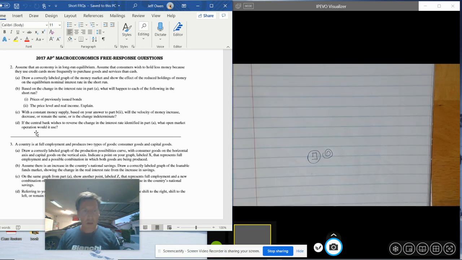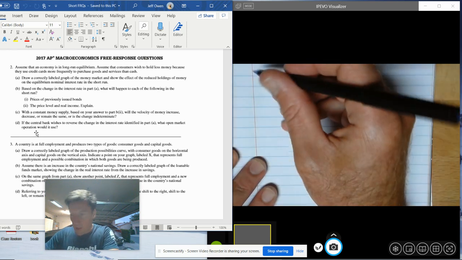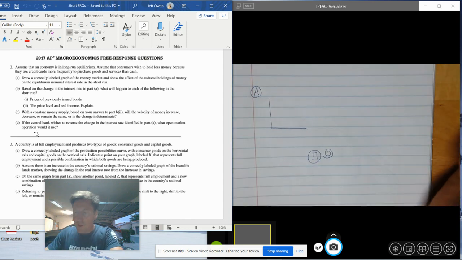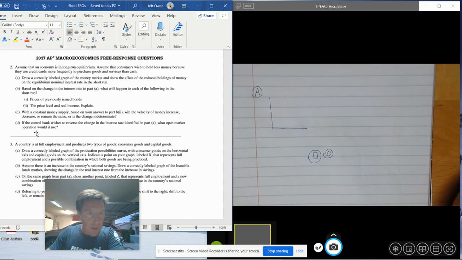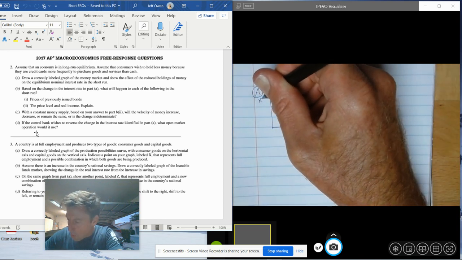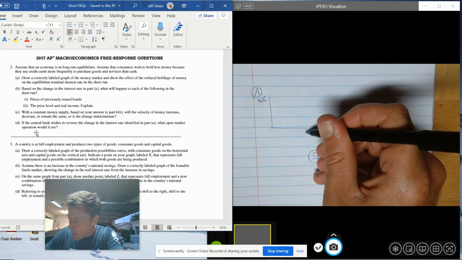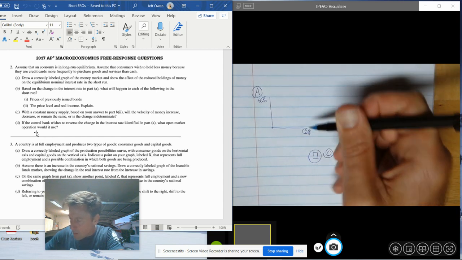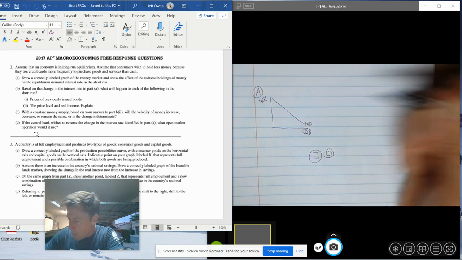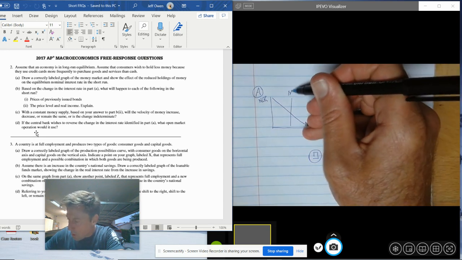All right. Draw a correctly labeled graph of the money market and show the effect of reduced holdings of money on the equilibrium on nominal interest rates in the short run. All right. So A. What do we have here? Since we're doing, is this the money market? Yep. So money market, we have our nominal interest rate, and this is the quantity of money down here. This is our money demand and our money supply.